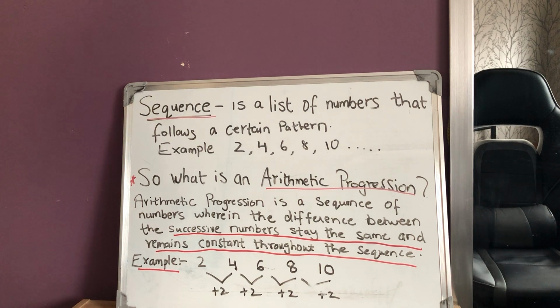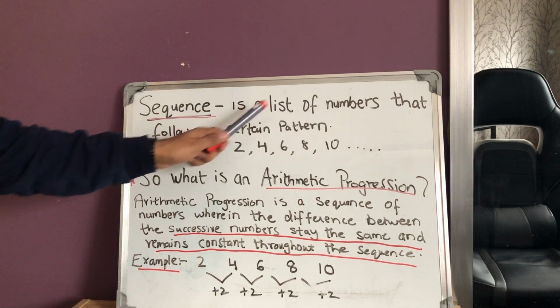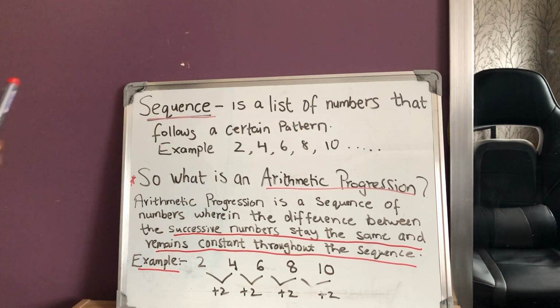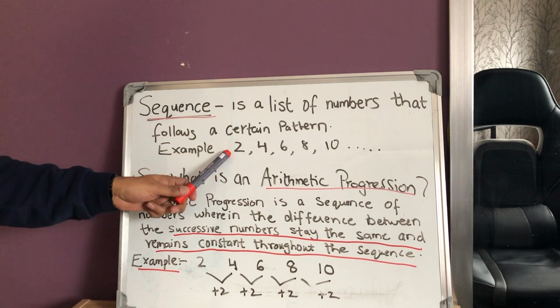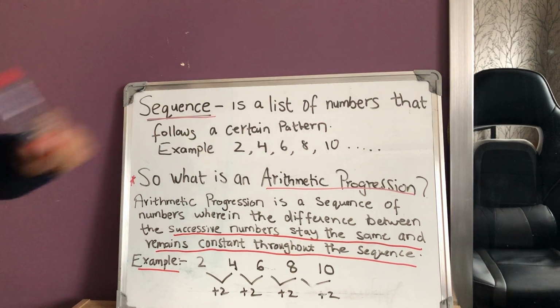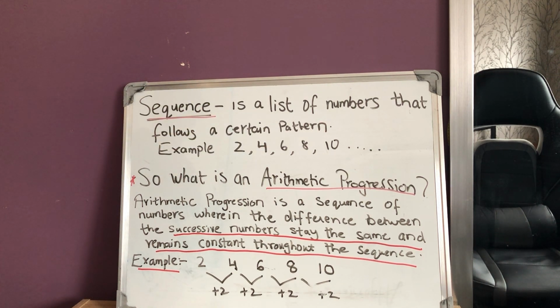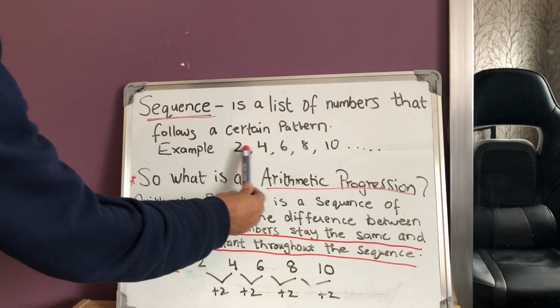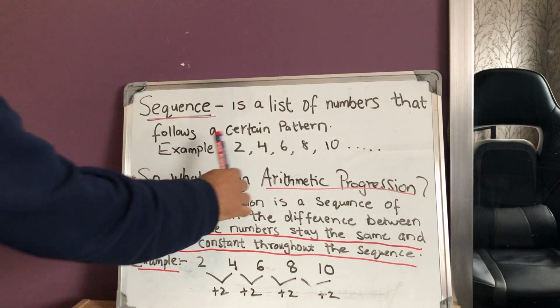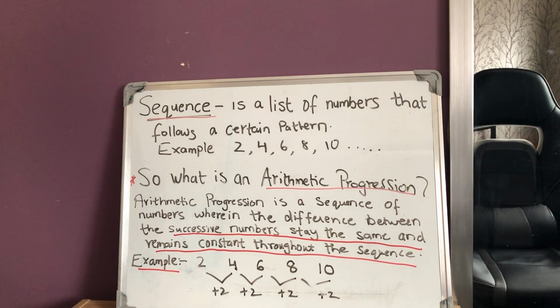So what is a sequence? A sequence is basically a list of numbers that follows a certain pattern. For example, 2, 4, 6, 8, 10. Can you see the pattern? There is a difference of 2 between each of the successive numbers, so it's following a certain pattern.